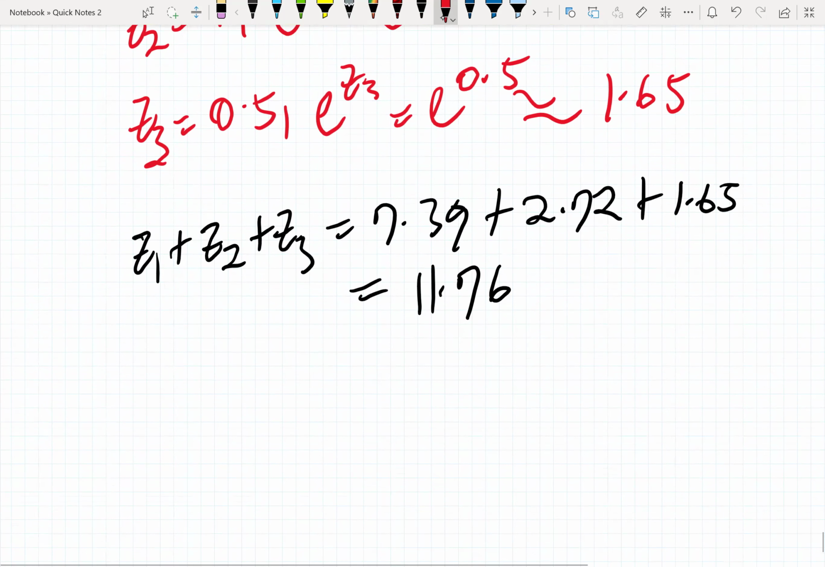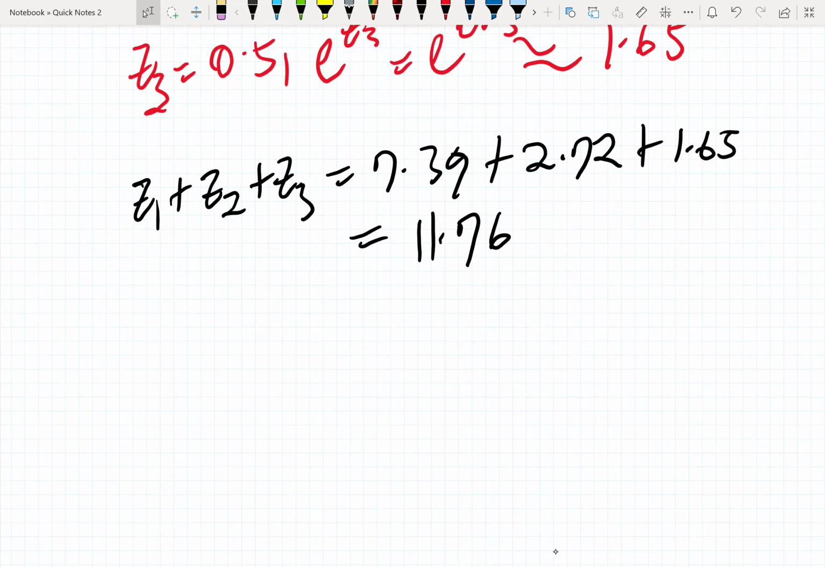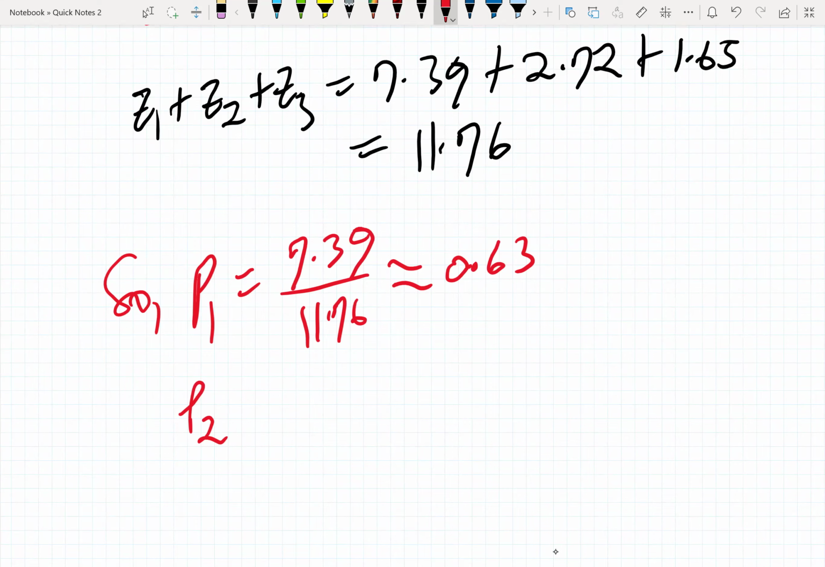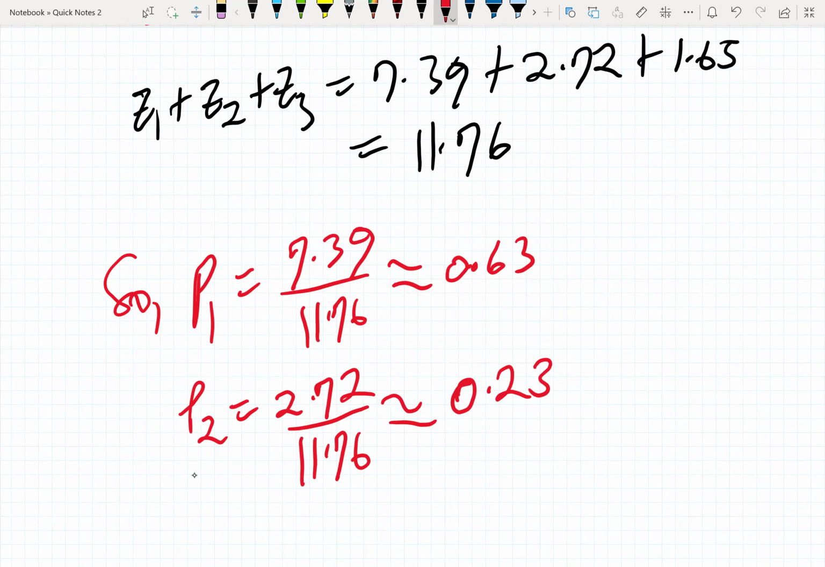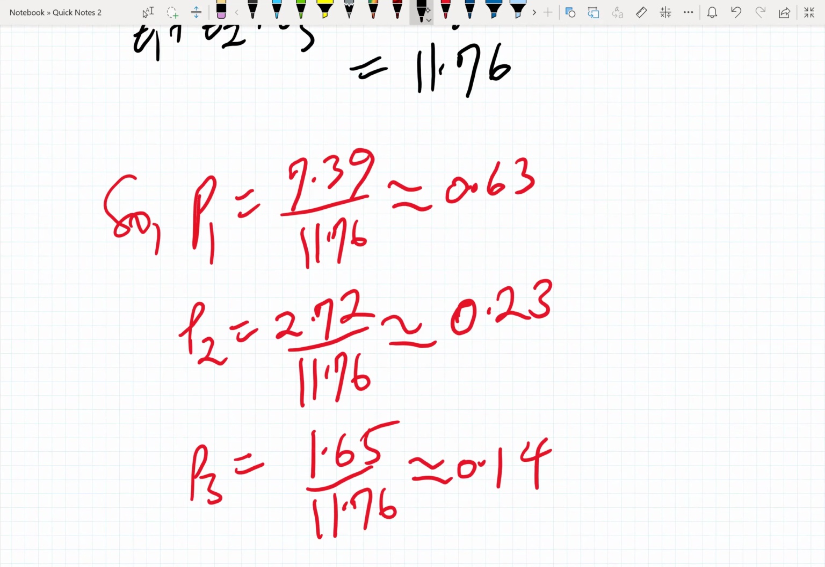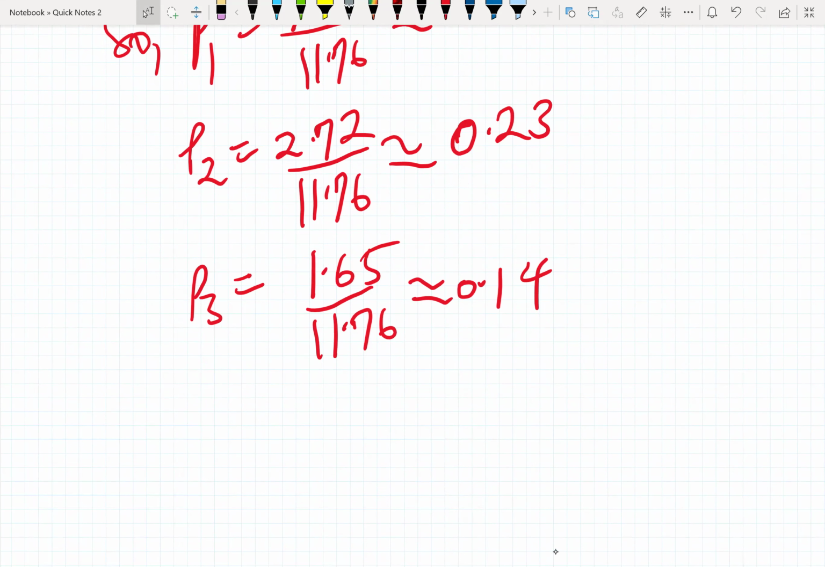With that in place, we can compute the probabilities. P1 is 7.39 all over 11.76, approximately 0.63. Then P2 is 2.72 all over 11.76, approximately 0.23. And then P3 is 1.65 all over 11.76, approximately 0.14.